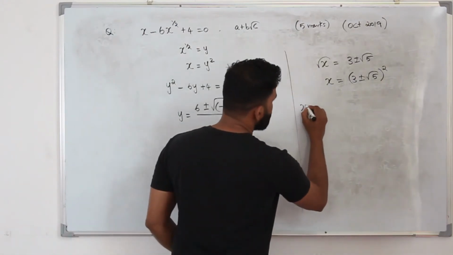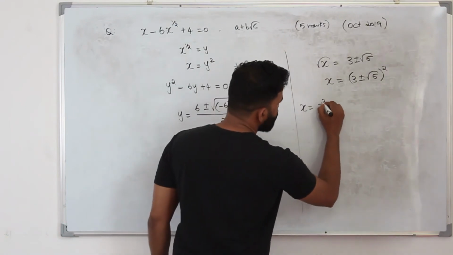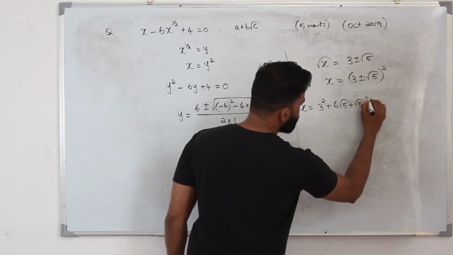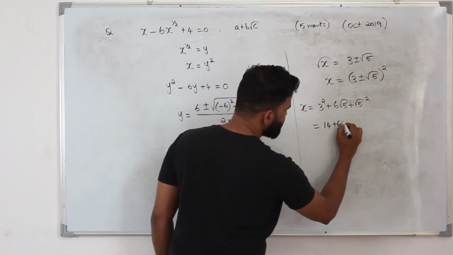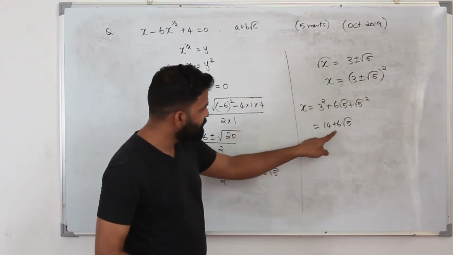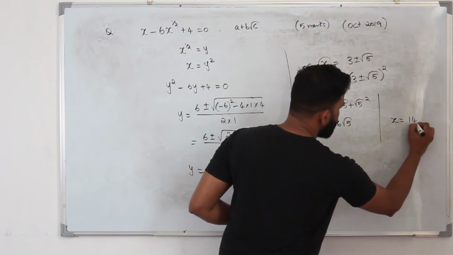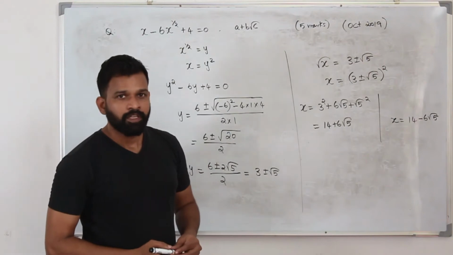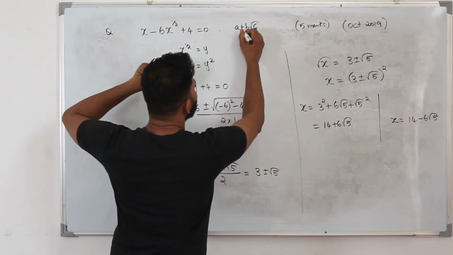So you will have x is, first one take it as a plus b whole square. A square plus 2ab plus b square, which is 9 plus 5, 14 plus 6 root 5. When you take the negative, you will get the same answer but negative sign here. So your next x will be 14 minus 6 root of 5. That's it. So you have a plus or minus b root of c.